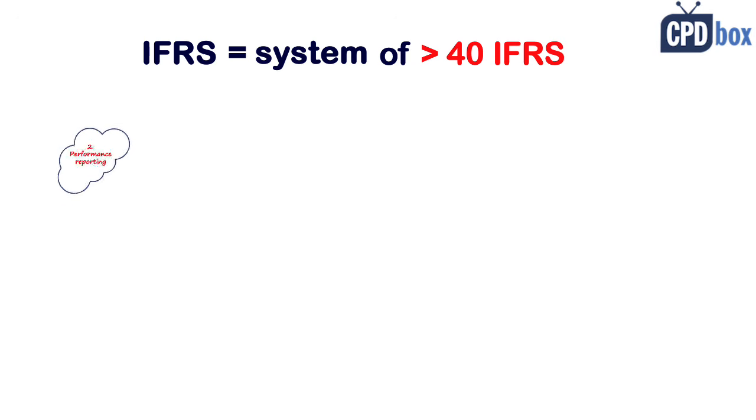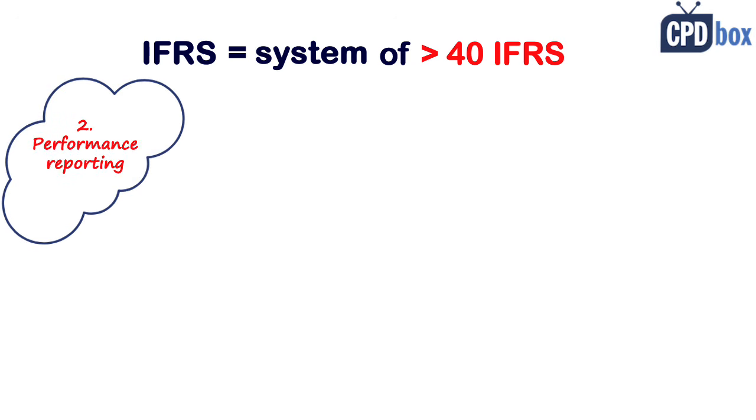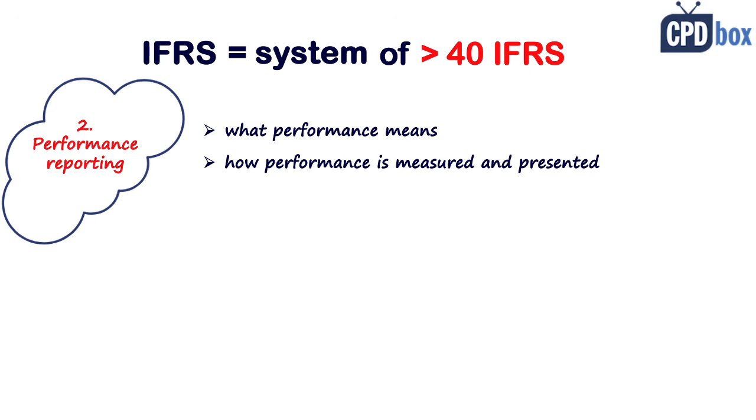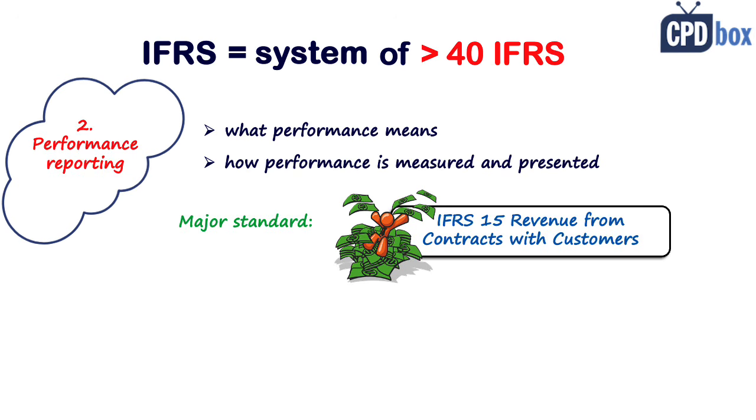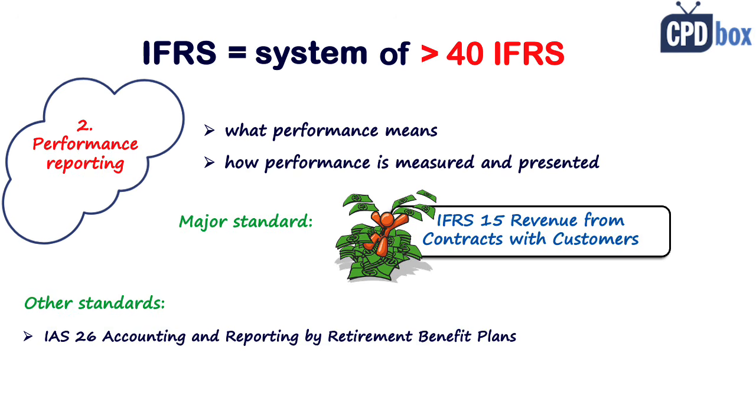The next cloud is performance reporting. These drive what performance means and how it's measured and presented, with focus on revenues, expenses, and profits. For me, the essential one is IFRS 15, Revenue from Contracts with Customers, because it provides guidance related to the blood of every business, which is revenue. And the other ones in this category are IAS 26, Accounting and Reporting by Retirement Benefit Plans. So this standard is focused on certain types of entities only. And the other one is IFRS 17, Insurance Contracts.